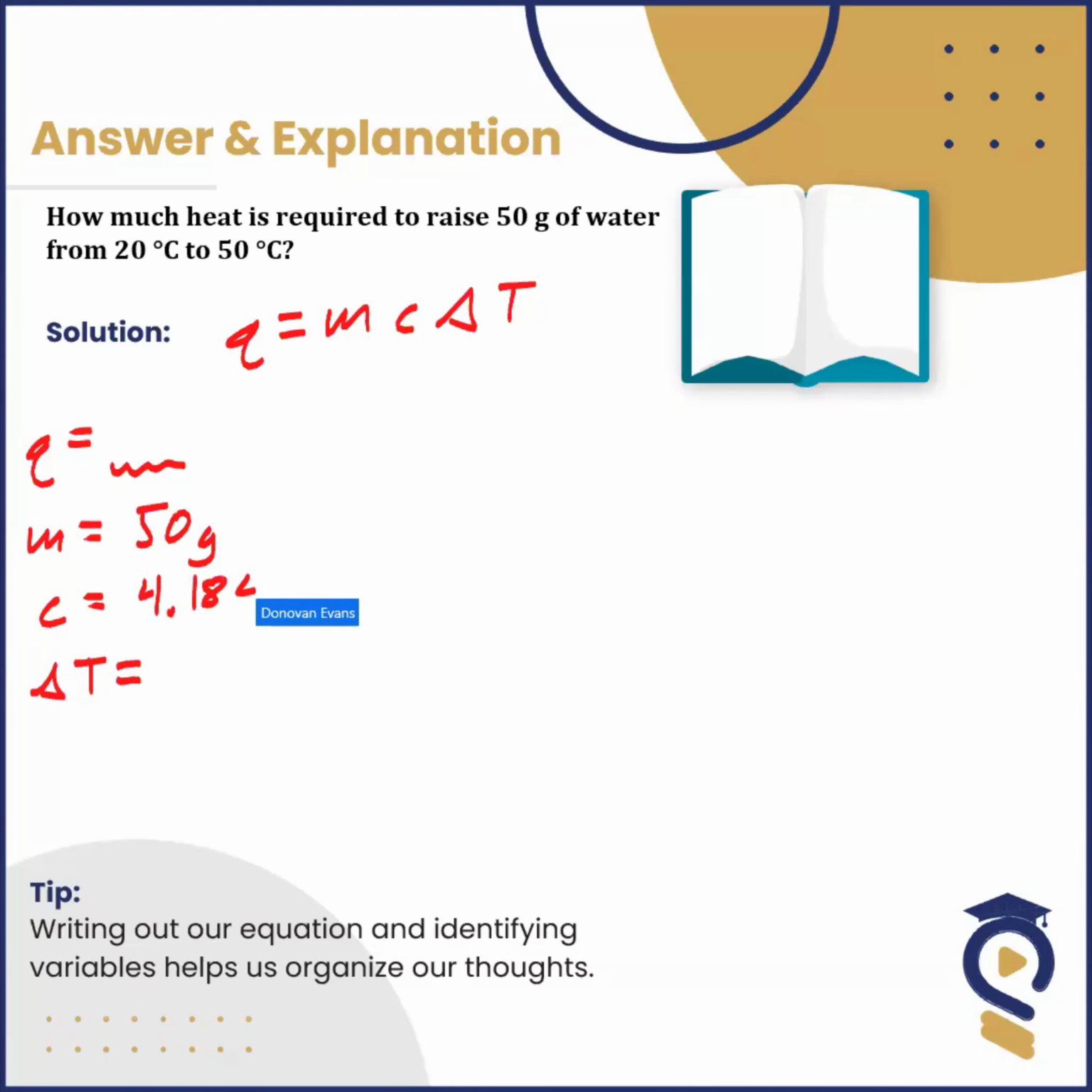4.184 joules per gram degree C. All right. And I like to write this out, especially for our units, and I say that specifically because whenever we write out our units, it can help us make sure that everything is in the right unit for consideration, right?